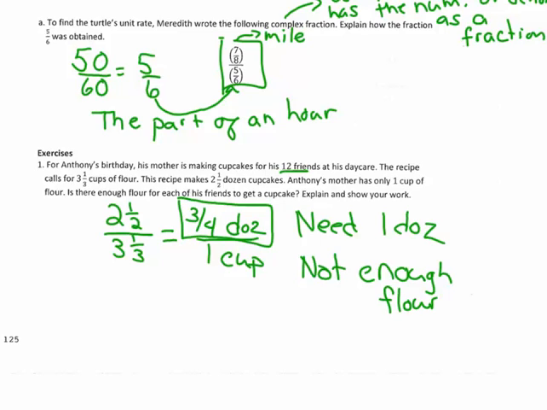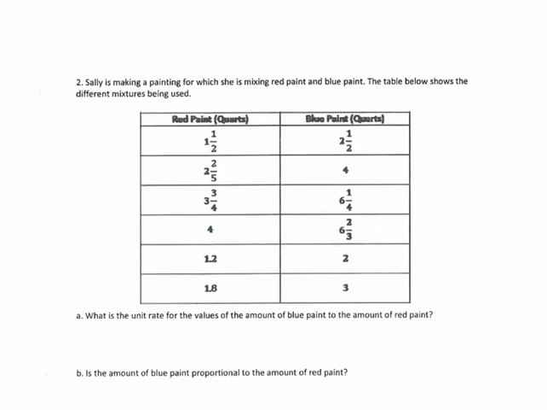All right, let's try another one. Here's a chart, and we're talking about the number of quarts of red paint compared to the number of quarts of blue paint that is needed. We want to know the unit rate for the values of the amount of blue paint to the amount of red paint. So we have to go through and divide those, do our unit rates.